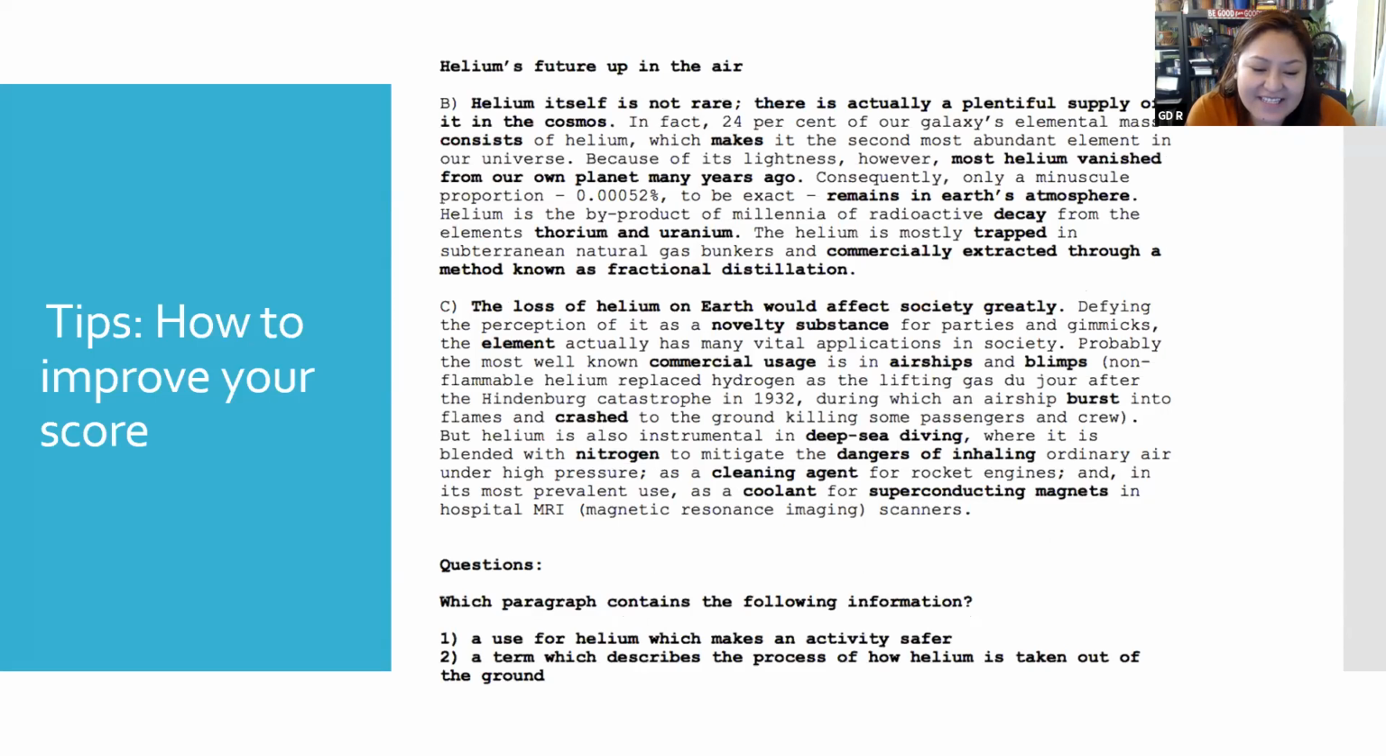So the question is, which paragraph contains the following information? Number 1, a use for helium which makes an activity safer. And number 2, which paragraph contains a term which describes the process of how helium is taken out of the ground. So just have a look at the words that are in bold and let me know which paragraph. I'll give you 2 to 3 minutes, and you can just unmute yourself and let me know.